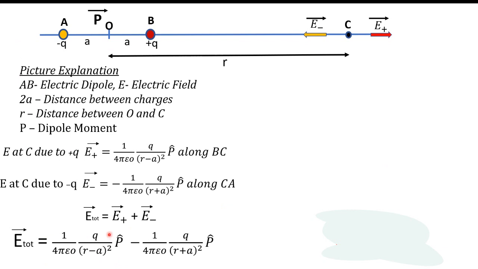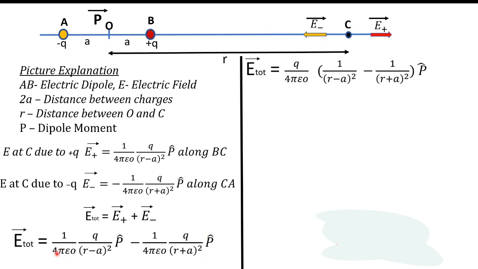Substituting the value for E plus and E minus, we get E total is equal to 1 by 4 pi epsilon 0 q by (r minus a) the whole square into unit vector of p, minus 1 by 4 pi epsilon 0 q by (r plus a) the whole square into unit vector of p. Here q by 4 pi epsilon 0 is common, and so we take it out, and within the bracket we have 1 by (r minus a) the whole square minus 1 by (r plus a) the whole square into unit vector of p.